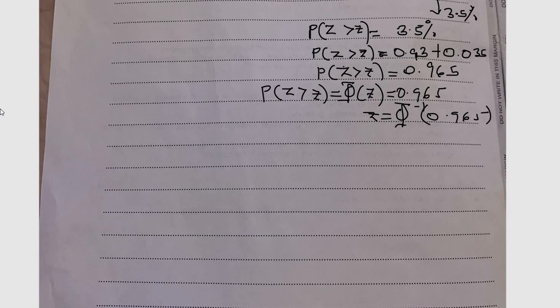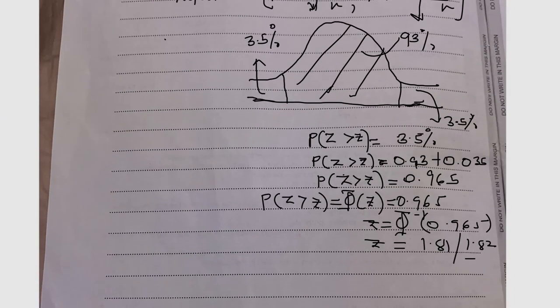You check your table to find the inverse of Z using your normal distribution. It's going to give us either 1.81 or 1.82. This is the Z we are going to use in the formula.